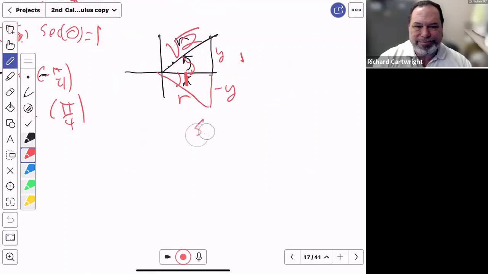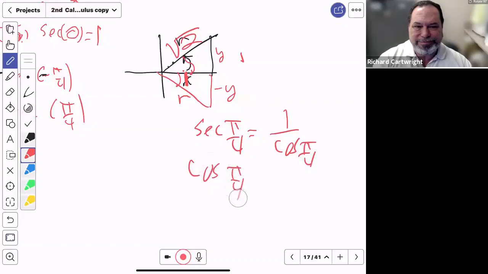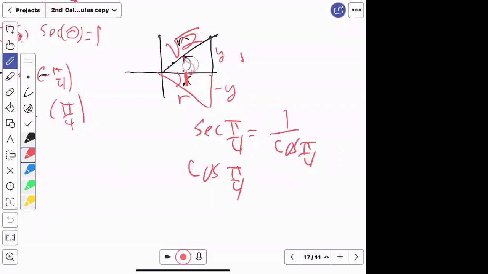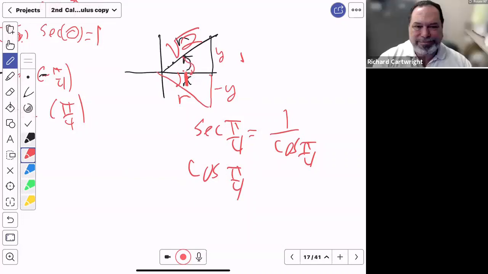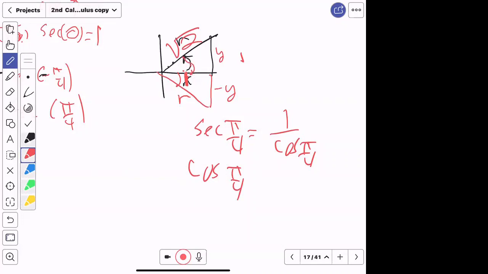Well, what is the secant then of pi over 4? If I say 1 over cosine of pi over 4, what is the cosine of pi over 4? Square root of 2. I think, is that the final answer? No, I was just guessing.